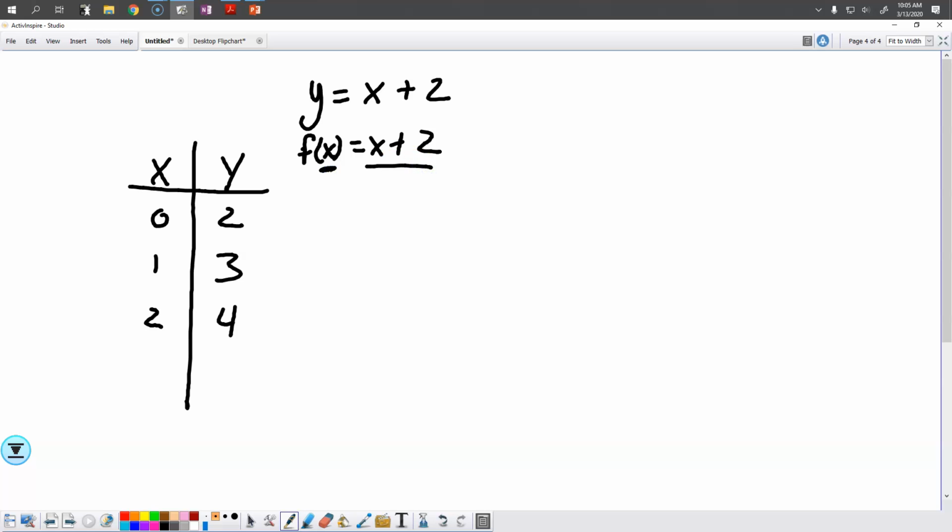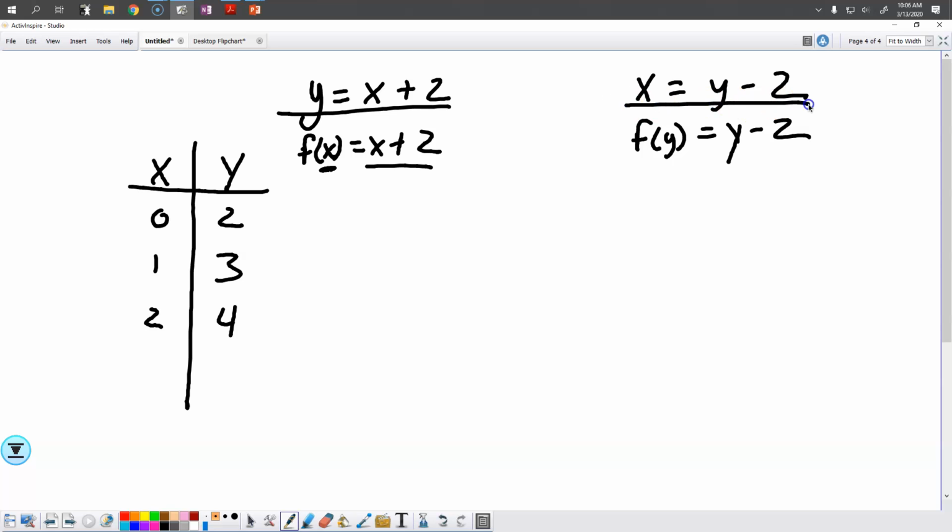Now, let's take this same equation, though, y equals x plus 2, and let's get the x by itself instead. What would it be if I got x by itself? It would be y minus 2. Now, in that case, this is what we would call a function of y. Oops, wrote it wrong. That's a function of y. It's literally the same equation, though, isn't it? I just got a different variable by itself.